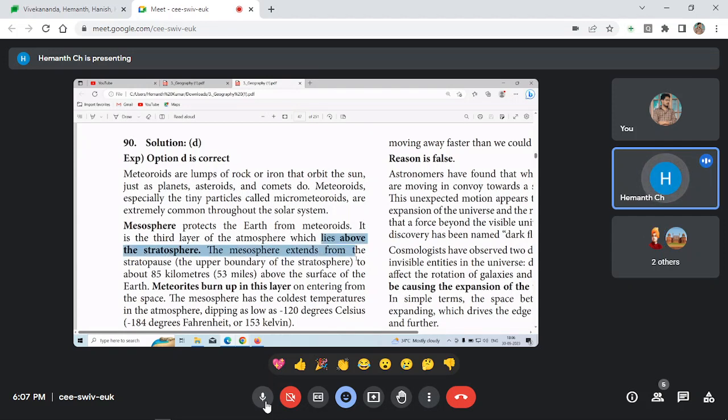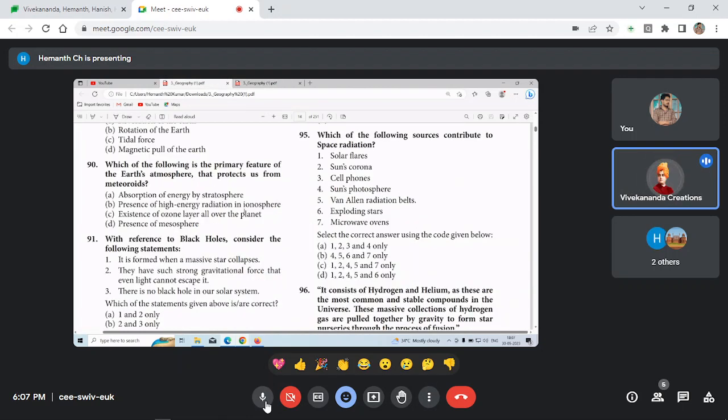The mesosphere extends from the stratopause to above 85 kilometers above the surface of the Earth. Meteorites burn up in this region on entering from space. The mesosphere has the coldest temperature in the atmosphere, dipping as low as 128 degrees Celsius, 184 degrees Fahrenheit, or 183 Kelvin. Next, 90 అయిపోయింది. 91.